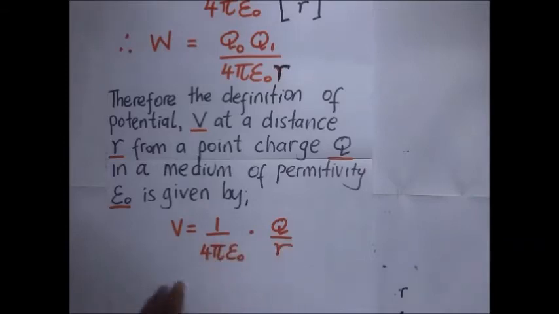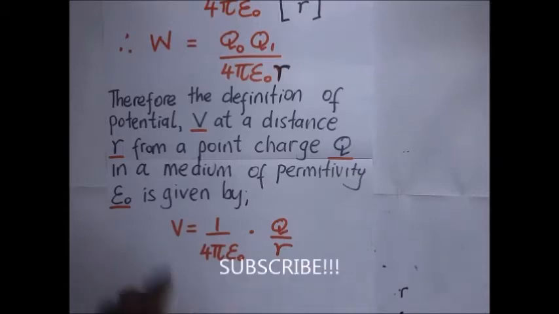And that is how we conclude by saying that therefore the definition of potential V at a distance R from a point charge Q in a medium of permittivity epsilon naught is given by that expression.